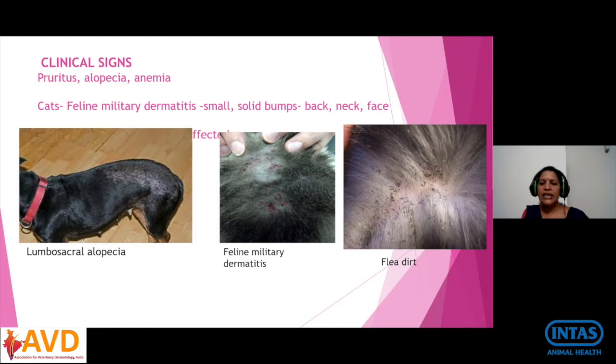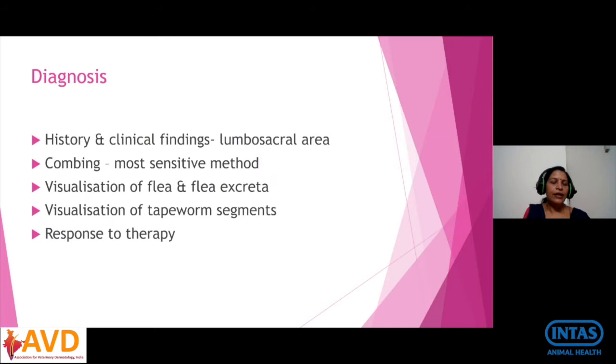Diagnosis is from the history and clinical findings; mainly the lumbosacral lesions give a clue to flea infestation. Combing is the most sensitive method to diagnose the case. Comb, collect the dust on white paper, and add a little water. We can see brown flea excreta, a blood-brownish material, on the paper. That is the best method for diagnosis of flea dirt. We can also sometimes visualize the flea, flea excreta, and tapeworm segments, and the response to therapy is also a clue for the diagnosis.